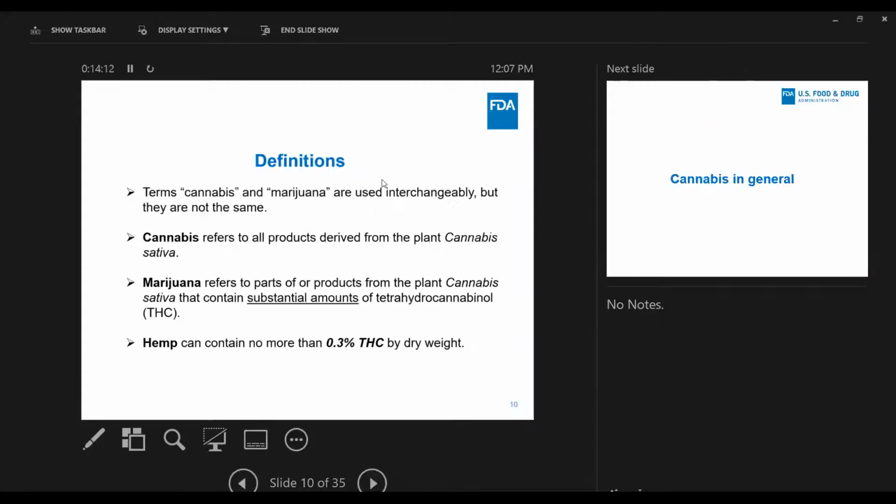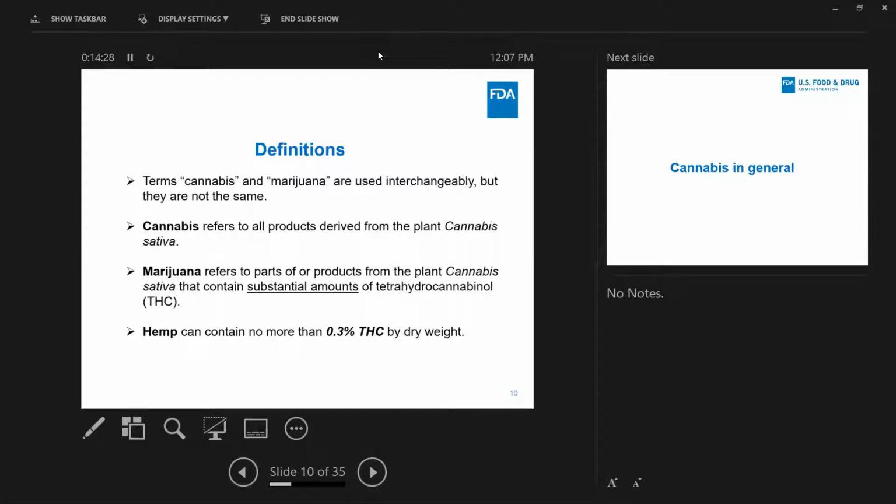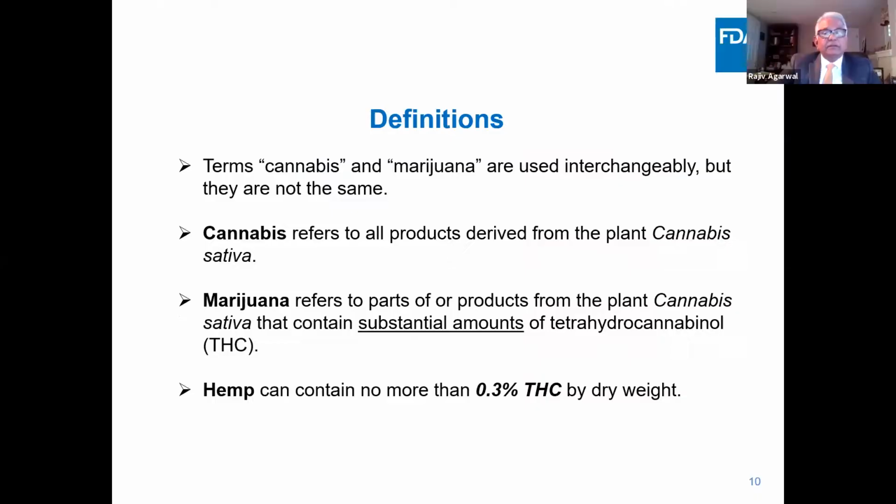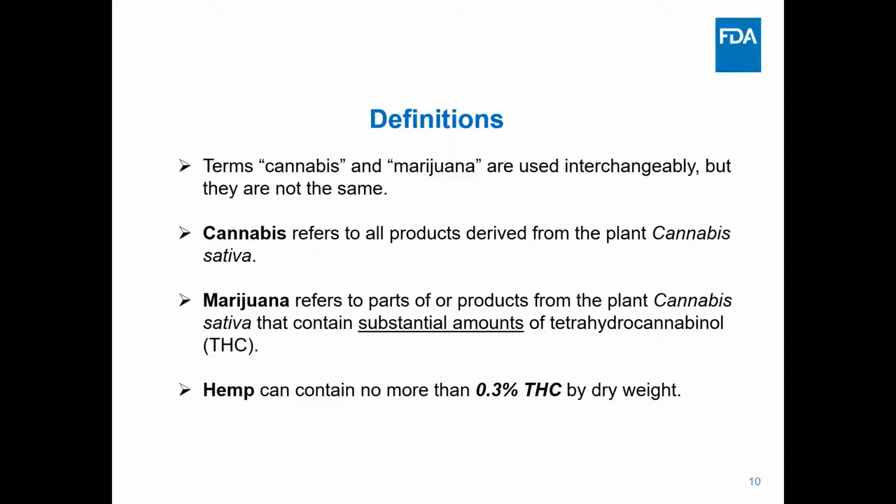Agarwal, it's Morgan. I just wanted to say, it looks like your screen switched back to the double screen view. So if you just click the display settings at the top and then switch to swap presenter view and slideshow, we should be able to get the full screen back. How's that? Oh, perfect. Thank you very much. Sorry for the interruption.